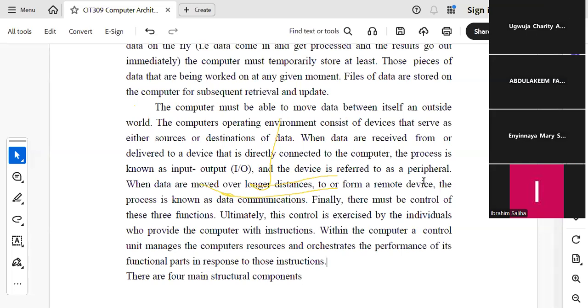The movement of data over a long distance, either moved or received from a remote device. That is data communication. Let's bear that in mind. It's very important. You should be picking key points; it's not everything written here that you must cram. When data are moved over long distances to or from a remote device, the process is known as data communication.